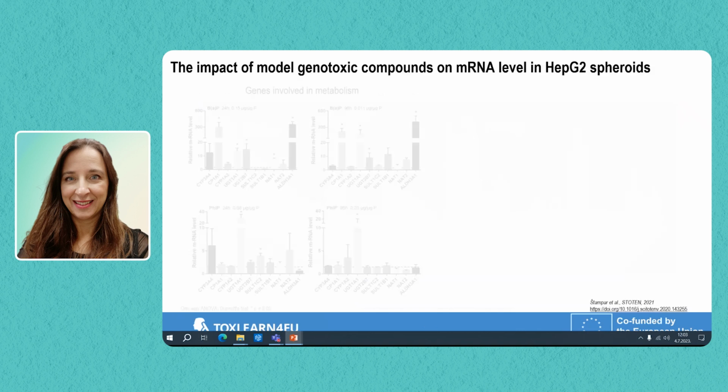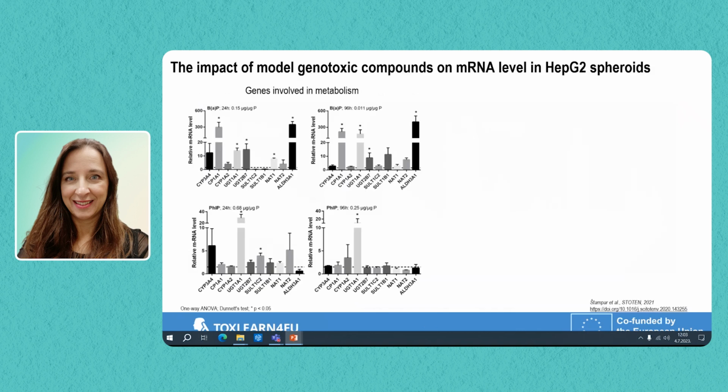After exposing the spheroids to these two compounds, we can see that these genes, particularly CYPs, were highly upregulated at 24 and 96 hours. Here also some second phase enzyme genes, and likewise in the FIP. Here also UGTs, and here some sulfotransferases.